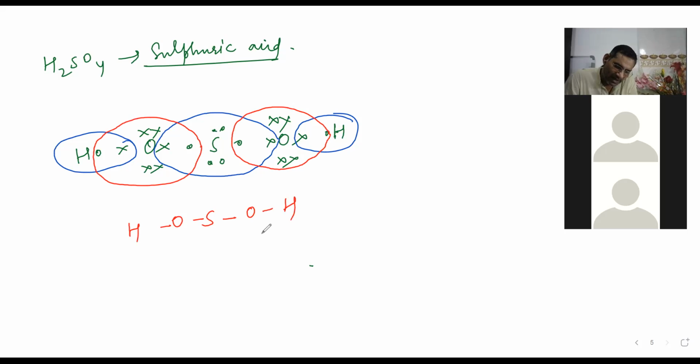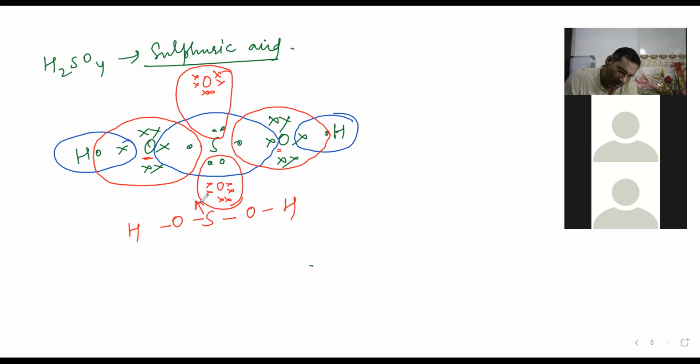Now see, this sulfur is having two lone pairs of electrons, and you have written only two oxygen atoms. Two more oxygen atoms are there. One you will be writing here. In this way, the octet will get completed. Another oxygen you will be writing here. There also the octet will be completed.